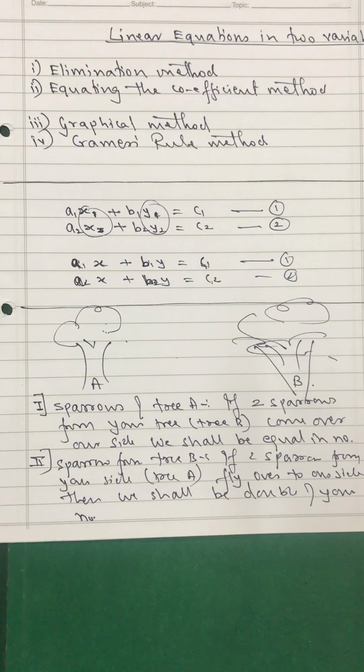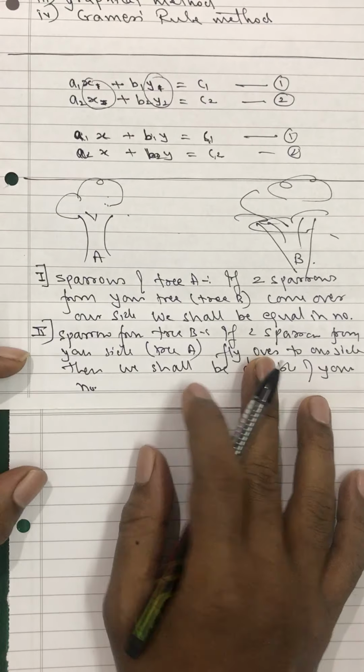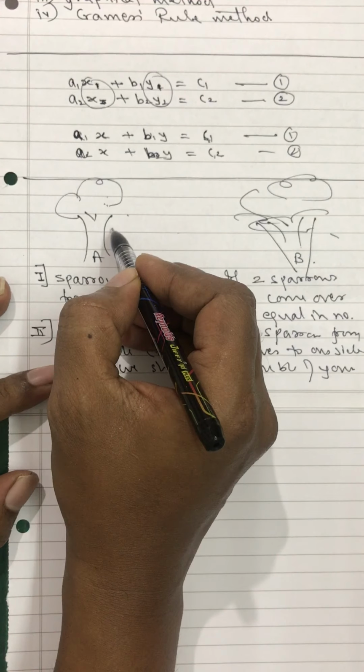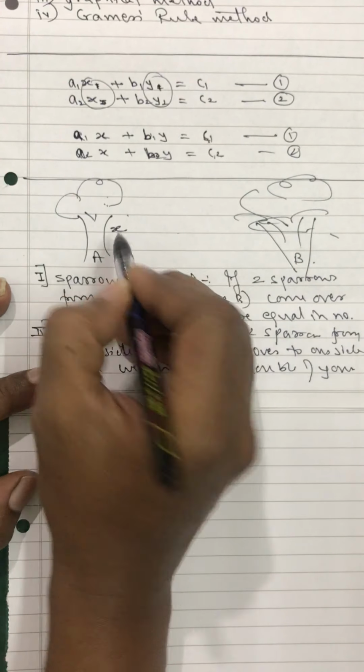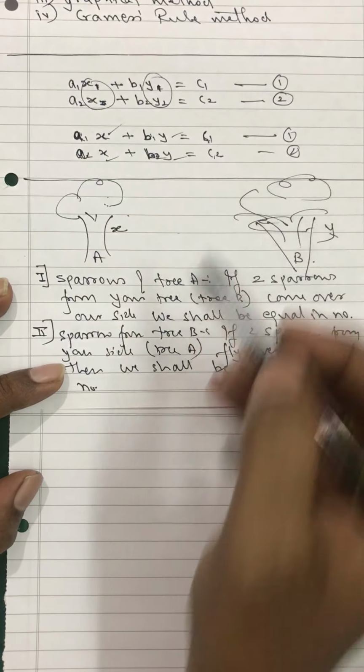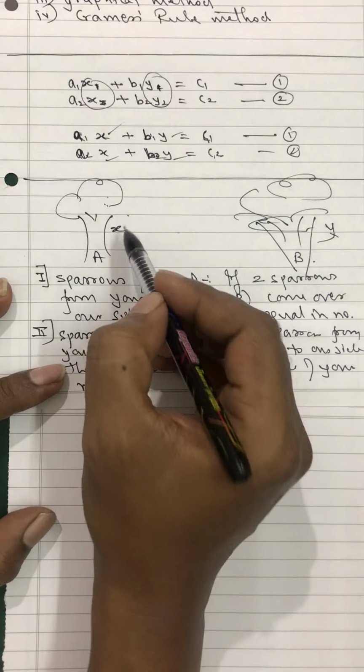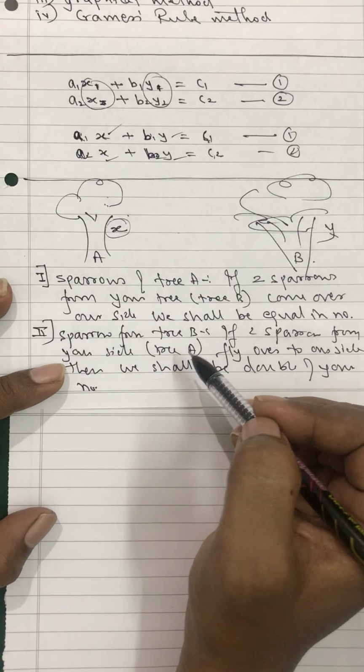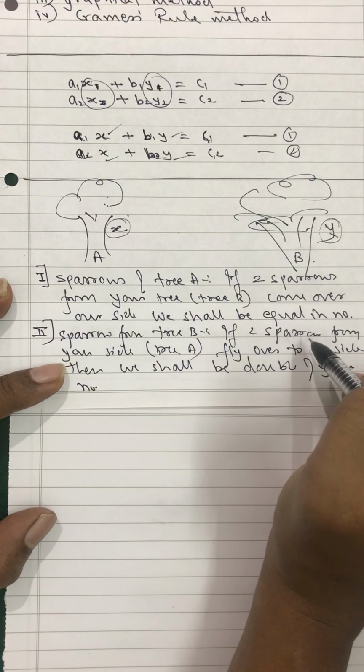Now here you will be taking many figures. This is a question of simultaneous equations. Do you feel that? Yes, this is a question of simultaneous equations. See what happens. Let the number of sparrows in tree A be x and this be y. So we have got variables x and y. Fine. Number of sparrows on tree A is equal to x. Number of sparrows on tree B is equal to y.